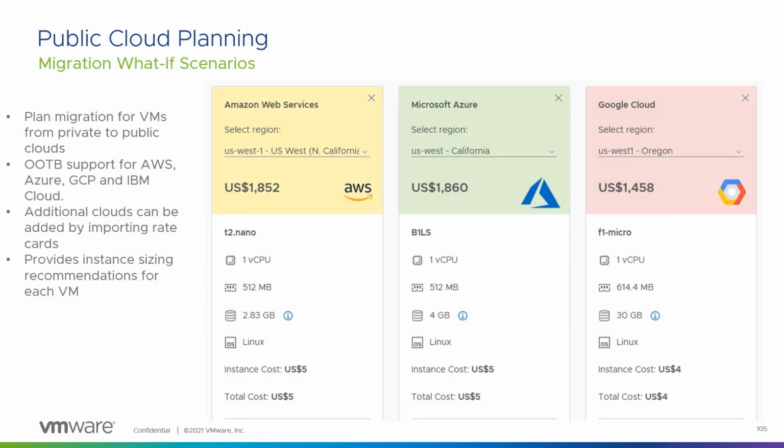In addition to monitoring and troubleshooting, our public cloud management capabilities include planning scenarios for migration to public cloud. This allows customers to compare cost and sizing for 3 different cloud providers at a time. Out of the box, we support what-if migration scenarios for AWS, Azure, Google Cloud, and IBM Cloud. Other clouds can be added to customize the what-if planning by simply importing the rate card for the cloud provider. In what-if planning, the costs are shown based on the published non-discounted rates from the cloud provider.